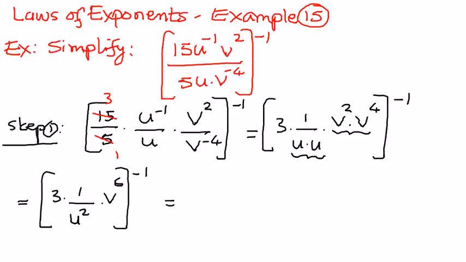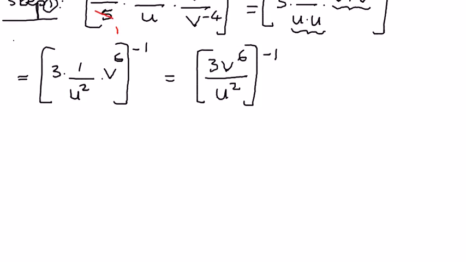Therefore, now we can put all of this together and write it out as follows. 3v to the power of 6 divided by u to the power of 2, and this whole thing is raised to the power of -1. Now we will apply another rule of exponents to simplify this, and we'll write that in this second step. Every one of these terms inside the brackets needs to be raised to the power of -1. So we can write this one as follows.